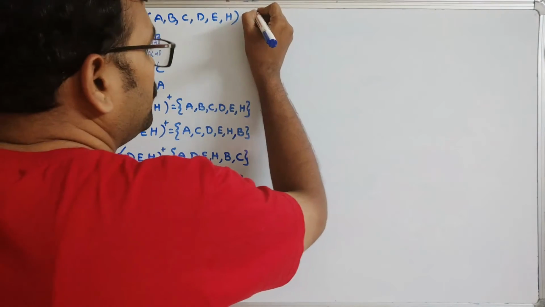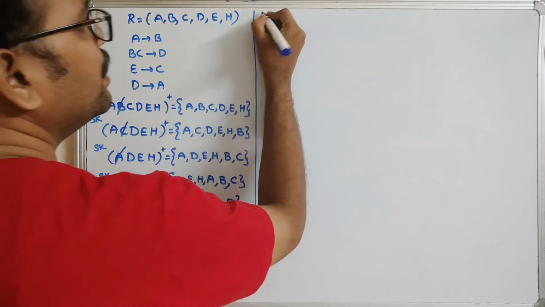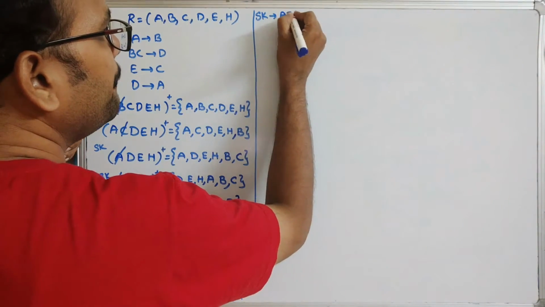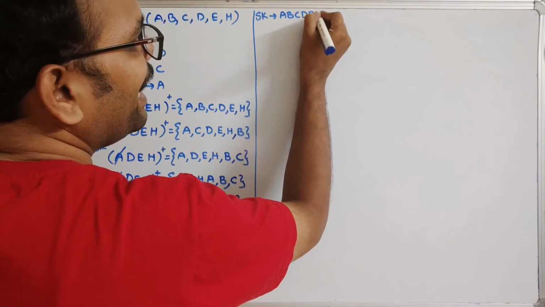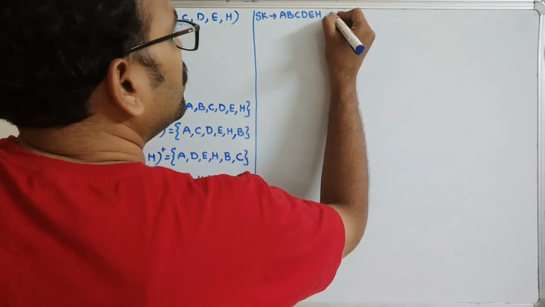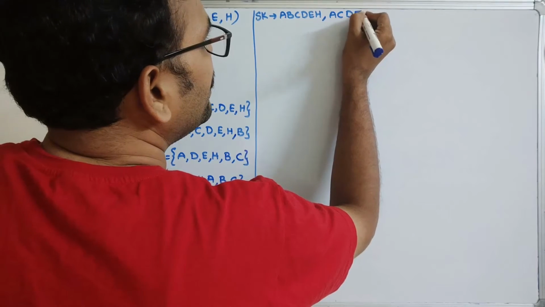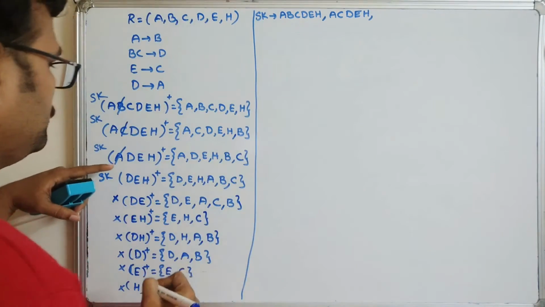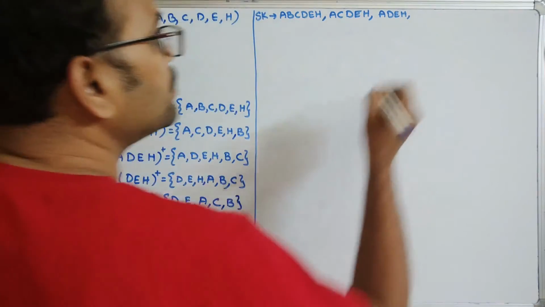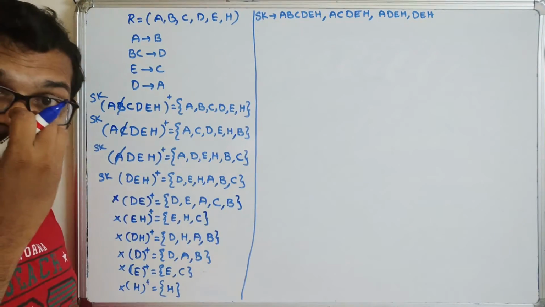Now, the super keys. What are the super keys from this one? The super keys are A, B, C, D, E, and H. Next, A, C, D, E, and H. Next, A, D, E, and H. Next, D, E, and H. So these are the super keys.